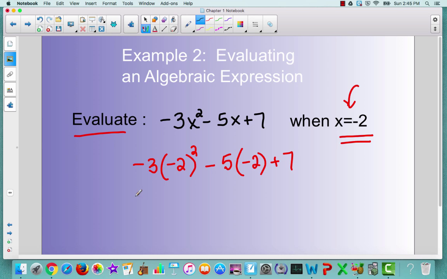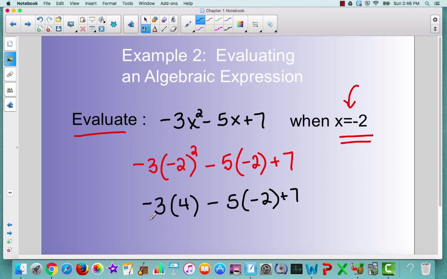All right, so now we've got to follow proper order of operations. So I'm going to do the exponents first. So that gives me negative 3 times negative 2, quantity squared. I've got parentheses being squared. That's going to become a positive 4, minus 5 times negative 2, plus 7.